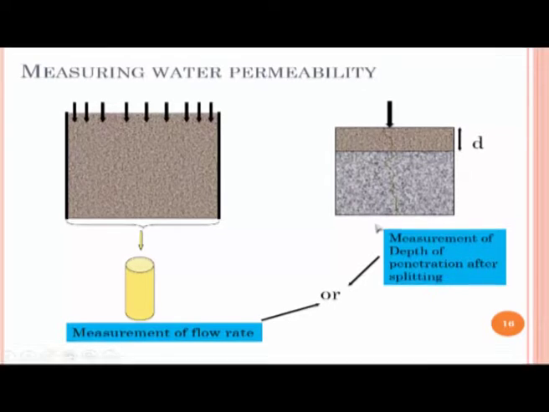Okay. In the other test, what you do is after a certain amount of time has elapsed after application of your pressure head, you simply split open your specimen and find out the depth of water that has penetrated. That is a much easier test. It typically runs for only 3 days. Okay, so you apply the pressure, after 3 days split open the sample and determine the depth of penetration. That is called the water penetration test. It is different from the water permeability test.